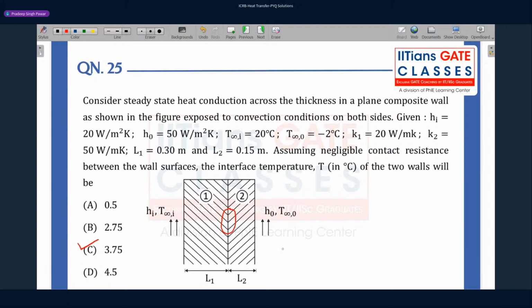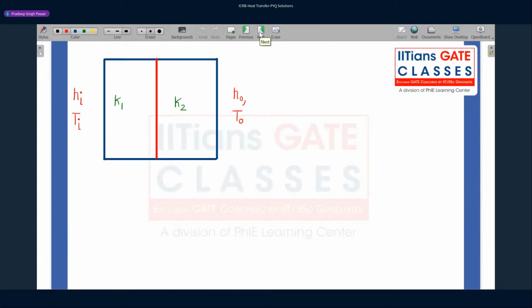Start with the resistance network. Let's move to the next slide and look at it. This is node 1, which is our T infinity I, the hotter fluid. The first resistance is the convection resistance.